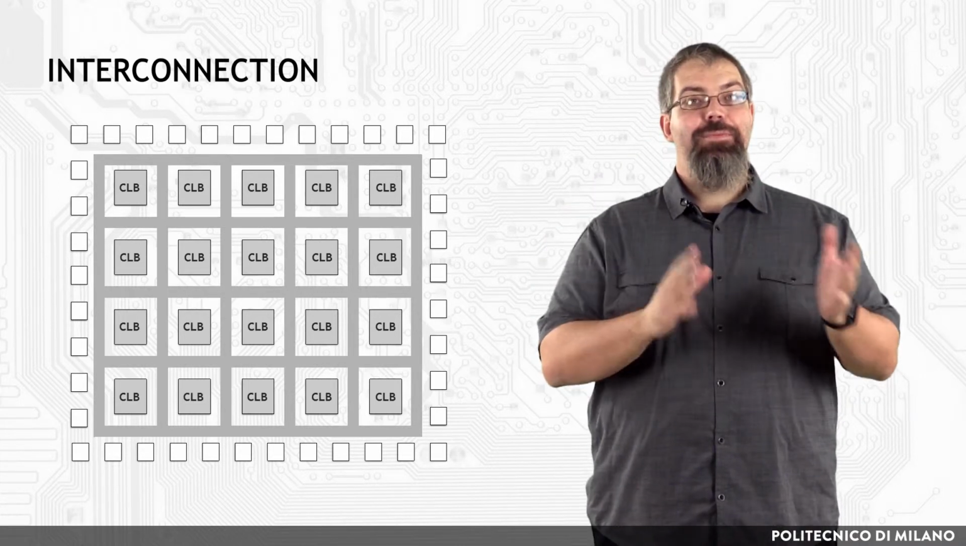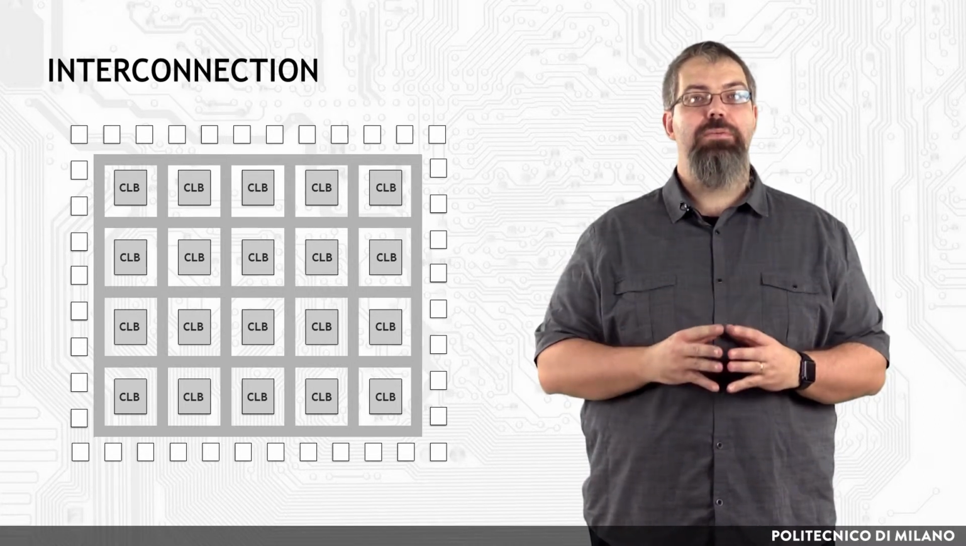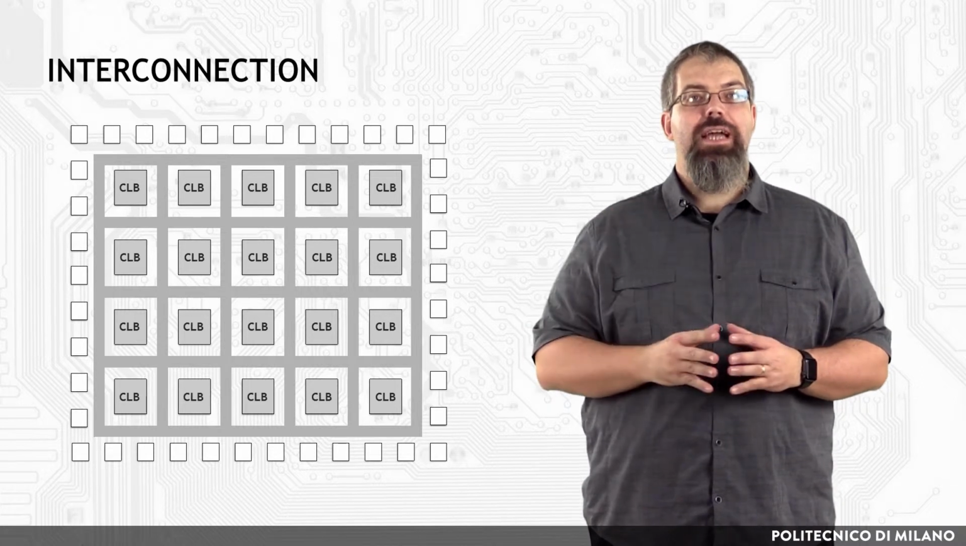On the other hand, segmented interconnection is based on lines that can be interconnected using programmable switch boxes. Also, in this kind of interconnection, there are lines that cross the entire device, in order to maximize the speed of communication and limit the signal skew.